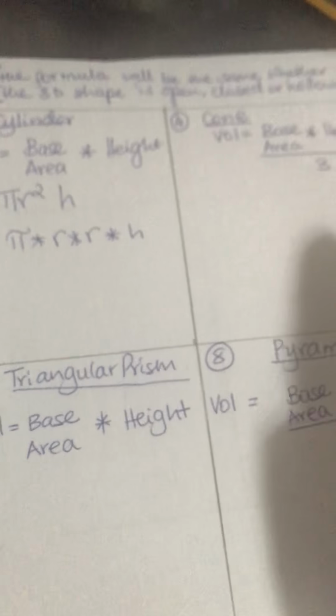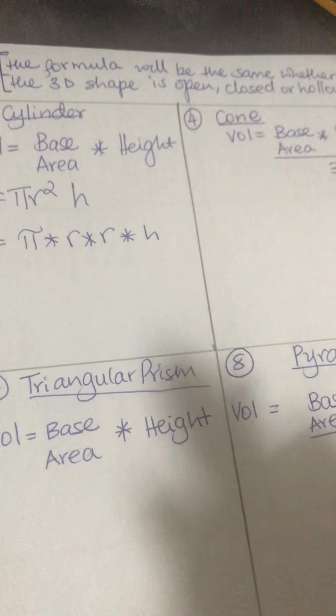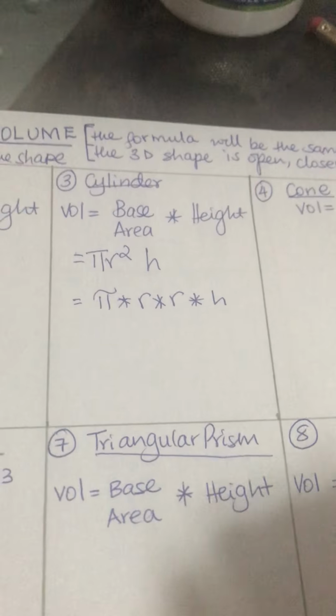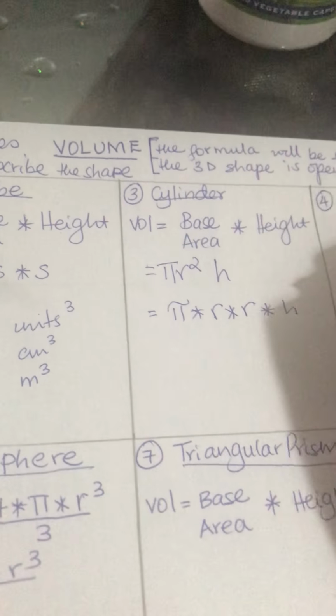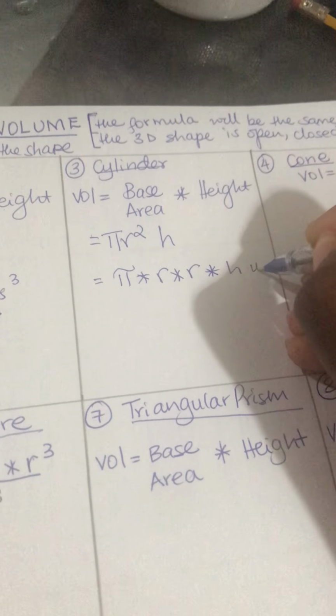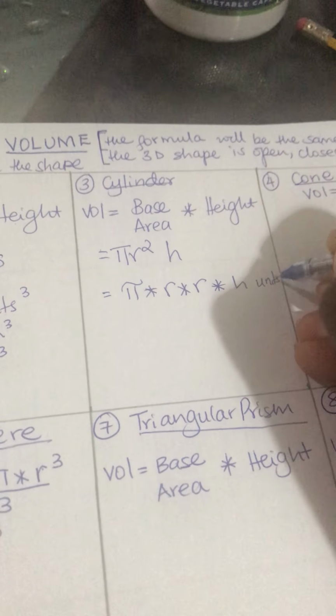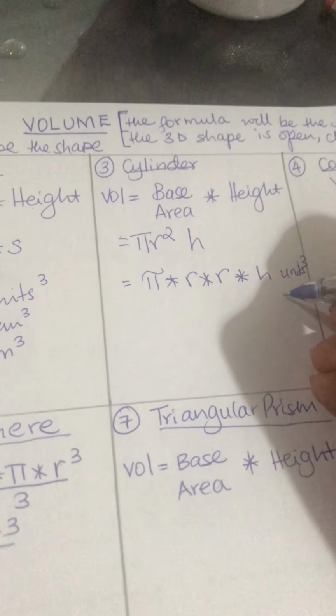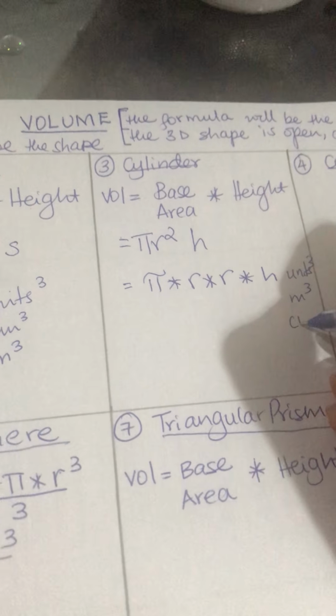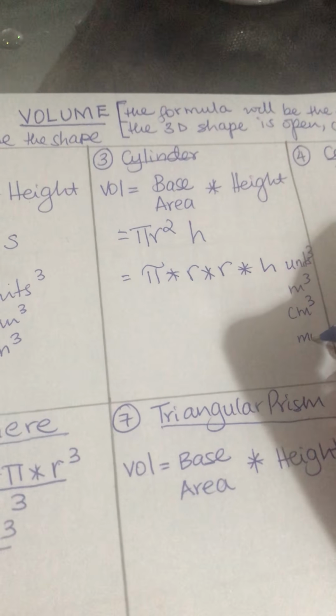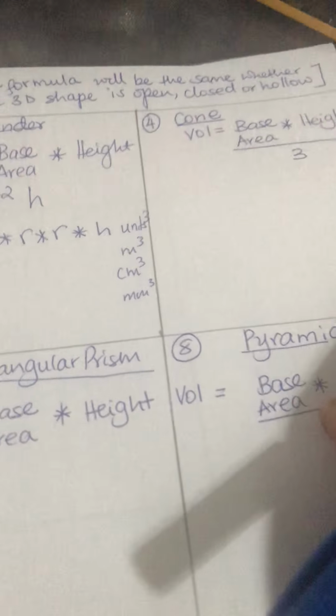There will be rounding. So you have to practice on your rounding. Rounding to the nearest tenth, to the nearest hundredth. This you have to practice. And then your answer will have units cubed. Okay? Meters cubed, centimeters cubed, millimeters cubed, like that.